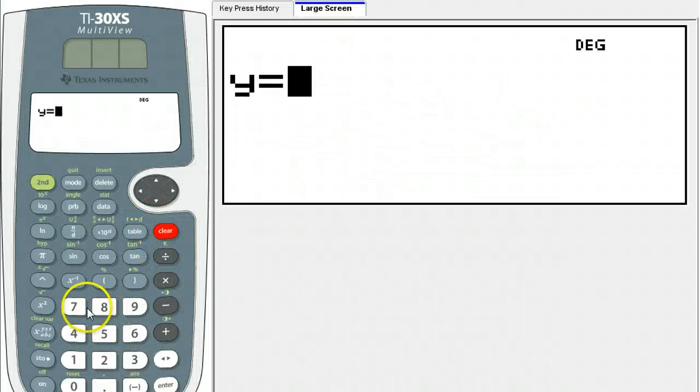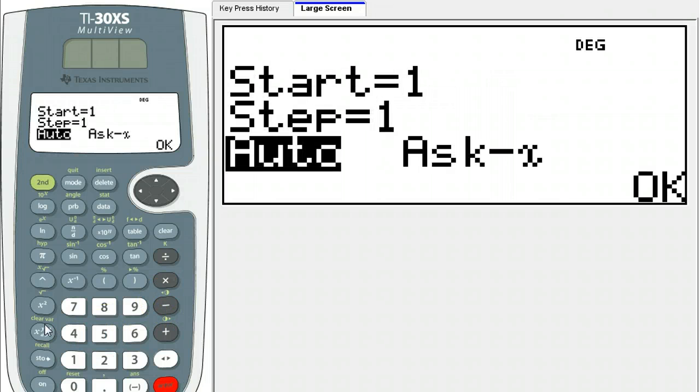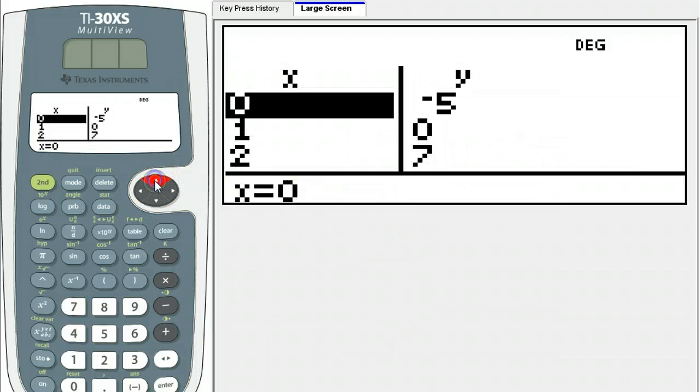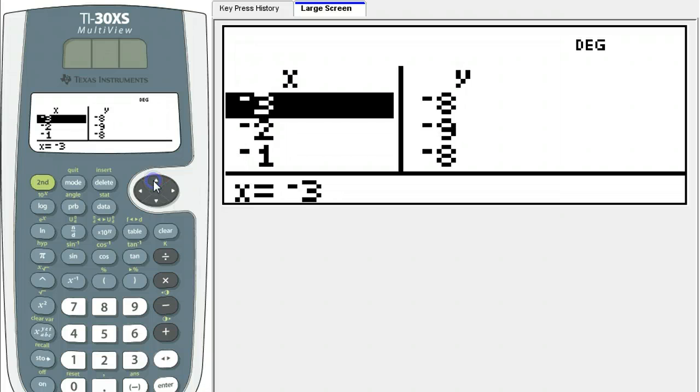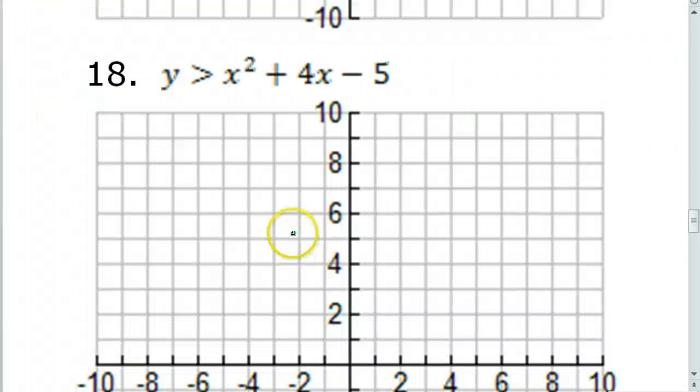And read me the equation, please. X squared plus 4x minus 5. Okay, I like to scroll up till I find numbers that don't fit. Wow, there's a lot of points that fit on this. All right, so 16 doesn't fit. So my very first point is going to be negative 6, 7. Okay, so negative 6, 7 is my very first point.